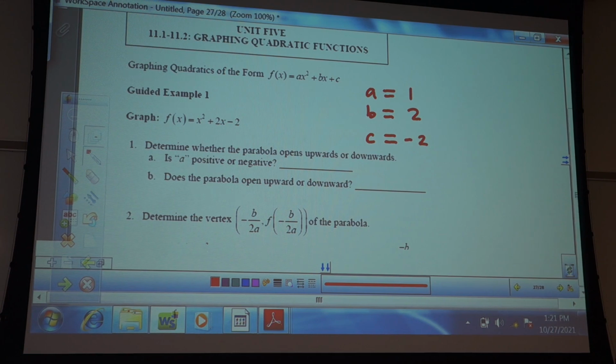Great. All right, so is A positive or negative? Everybody write it in. Write down either positive or negative in that space. What'd you both come up with? Positive. Positive, great. So does it open upwards or downwards? Upwards, perfect. Write in upwards.